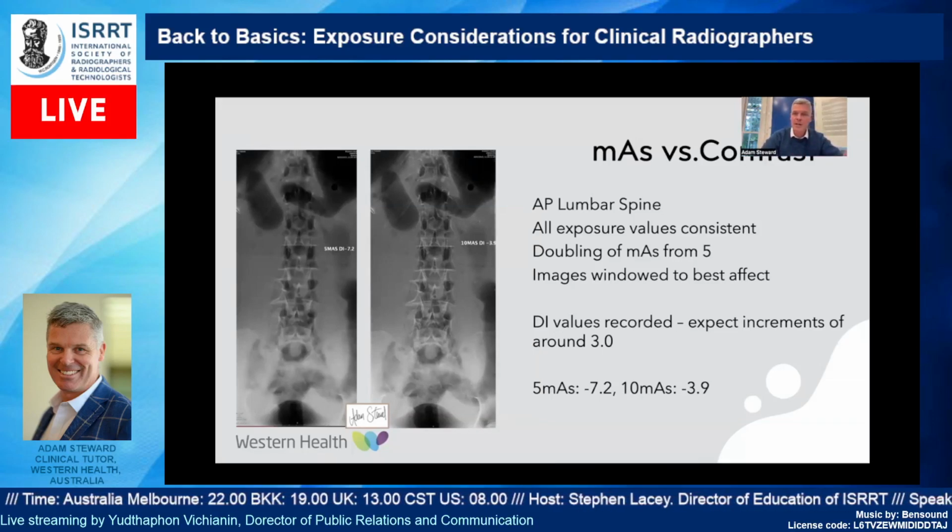So let's look at this. We did an AP lumbar spine. We kept all exposures exactly the same; everything was consistent. We started with mAs and just started doubling the mAs. Given that we were doubling the mAs, the expectation is that the DI values recorded should move in increments of 3, because that's the way the DI works. If you double, we see an increment of 3 as we go through.